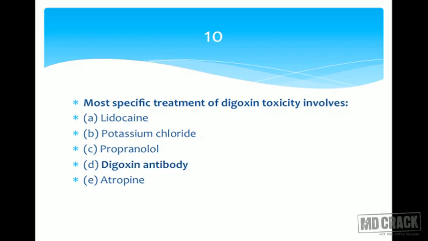That's digoxin antibody. Don't get tempted by lidocaine because it's useful for ventricular arrhythmia. It's correct. But let the examiner ask you a question: which of the following can relieve ventricular arrhythmia due to digoxin toxicity? Then you go for lidocaine. But now the question here is, what's most specific? And most specific is digoxin antibody.